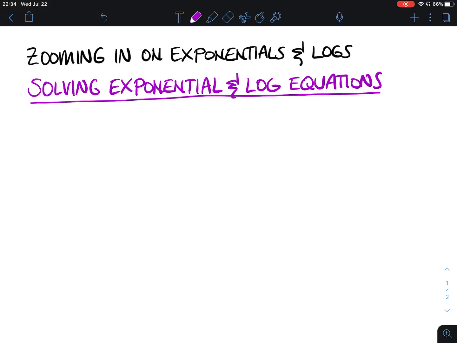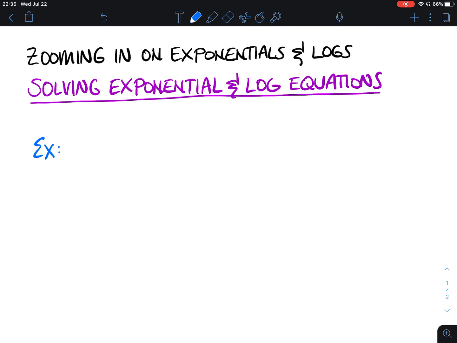Okay, it's time to do some solving with exponential and log equations. Up until this point, we've learned a little bit about exponentials and logs from a graphical perspective. We understand some key properties. So now we're going to look at solving. As we dive in, I'm just going to throw a bunch of examples your way to help you see how different all of these solving problems can feel.